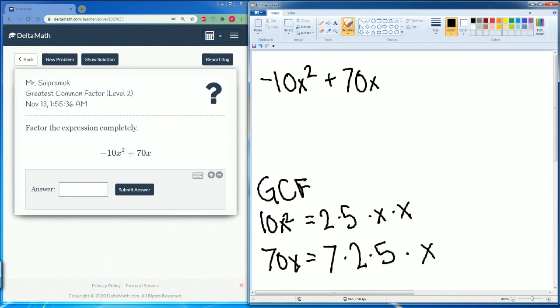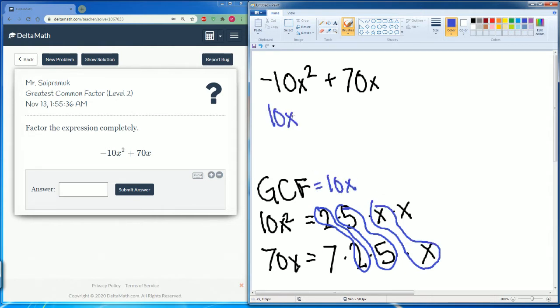All right. Now we circle what they have in common. So 2 was what they have in common, a 5, and also an x. So that is 10x. So 10x is the greatest common factor. We put a parentheses to see what's left over.